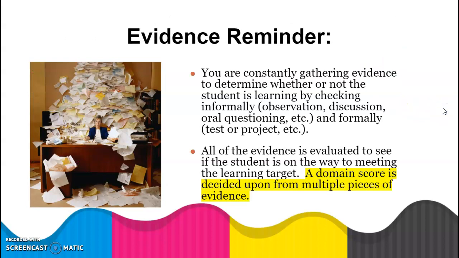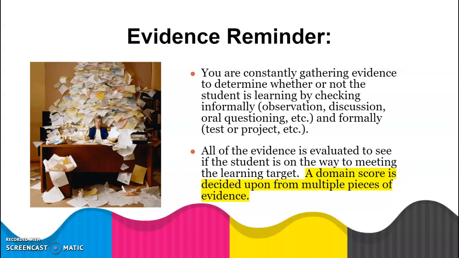And while I know you feel like you're buried under a pile of papers, please remember that one piece of evidence is not sufficient to determine mastery of a skill. A domain score should be determined based on multiple pieces of evidence.